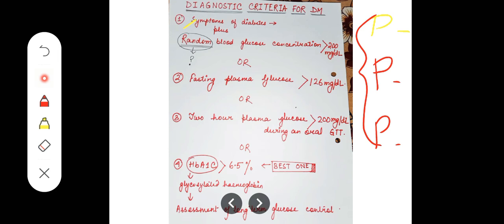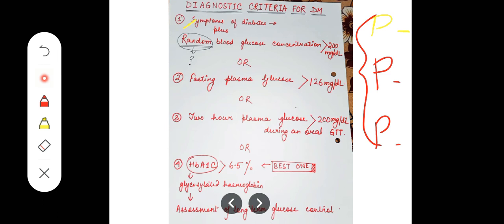Next point is that the patient is having the symptoms of diabetes and fasting plasma glucose. I think fasting blood sugar, everybody knows what it is. This is only the fasting plasma glucose, which, if it turns out to be more than 126 mg per dl, then also the patient is diabetic.